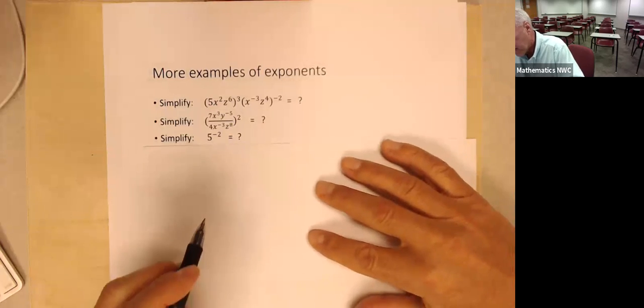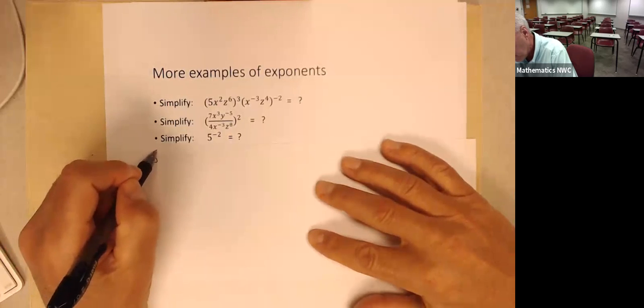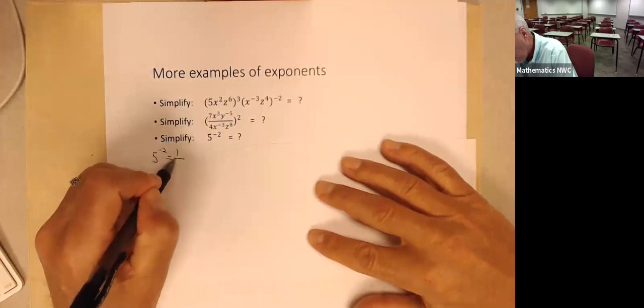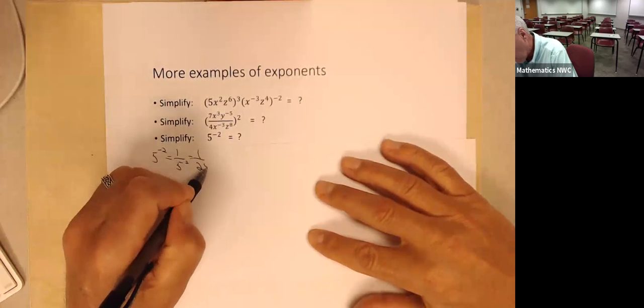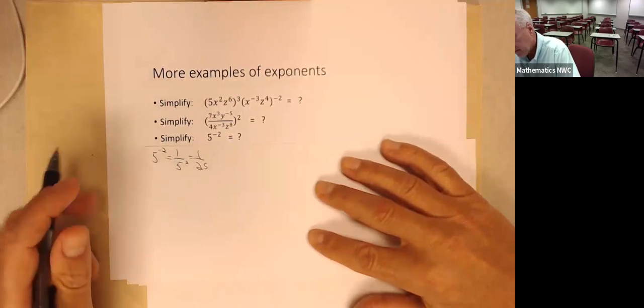We recognize 5 to the negative 2 is 1 over 5 to the positive 2, or we could say 1 over 25. Simple enough.